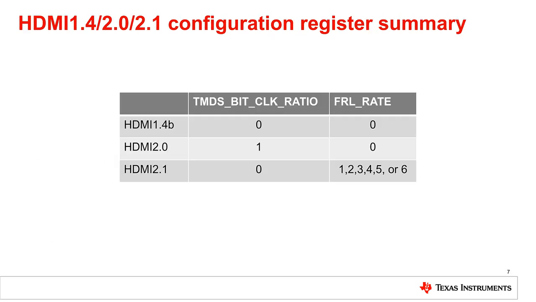With SCDC registers 20 and 31, the video source can configure the video sync for HDMI 1.4b, HDMI 2.0, and HDMI 2.1 operation as shown in this table.